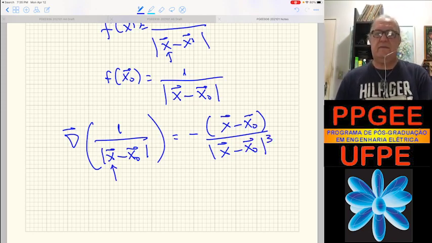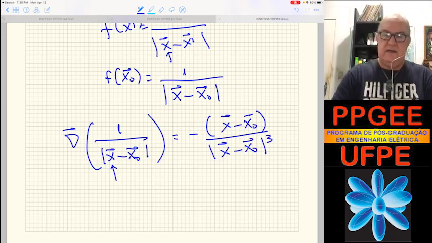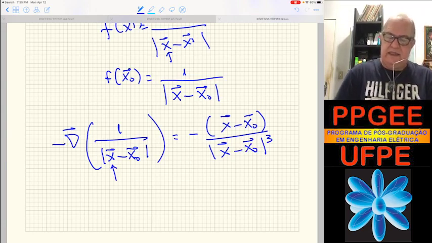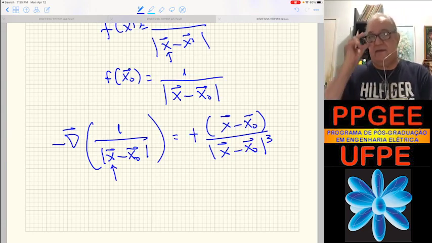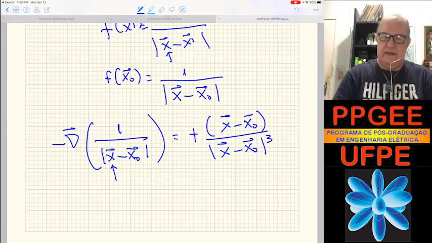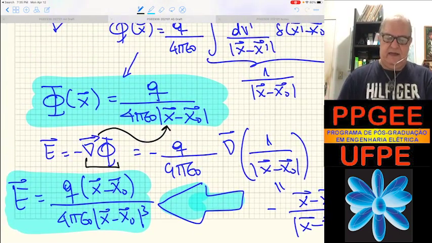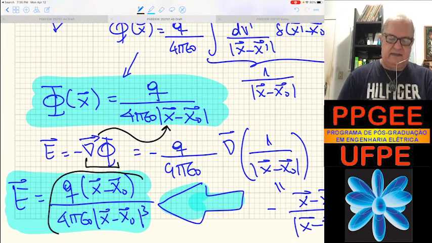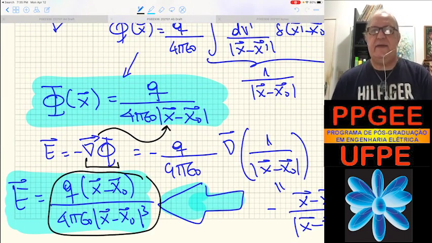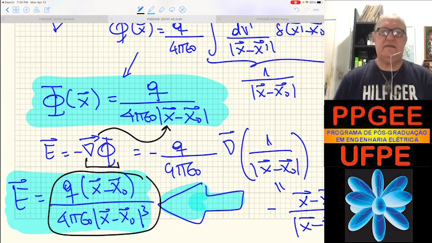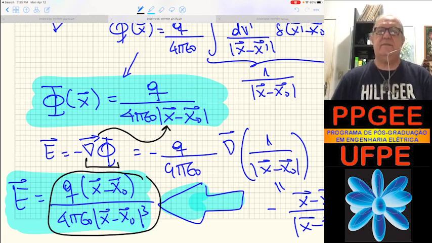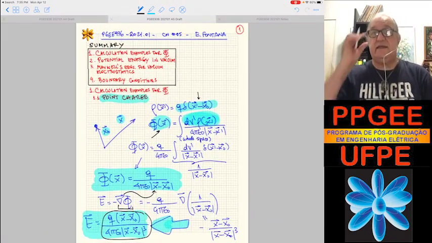Right? So minus nabla is plus that. So the E field is minus nabla. So that's what we have. The E field has the correct dependence on the coordinates. Right? So that's what we have. That's one interesting example.